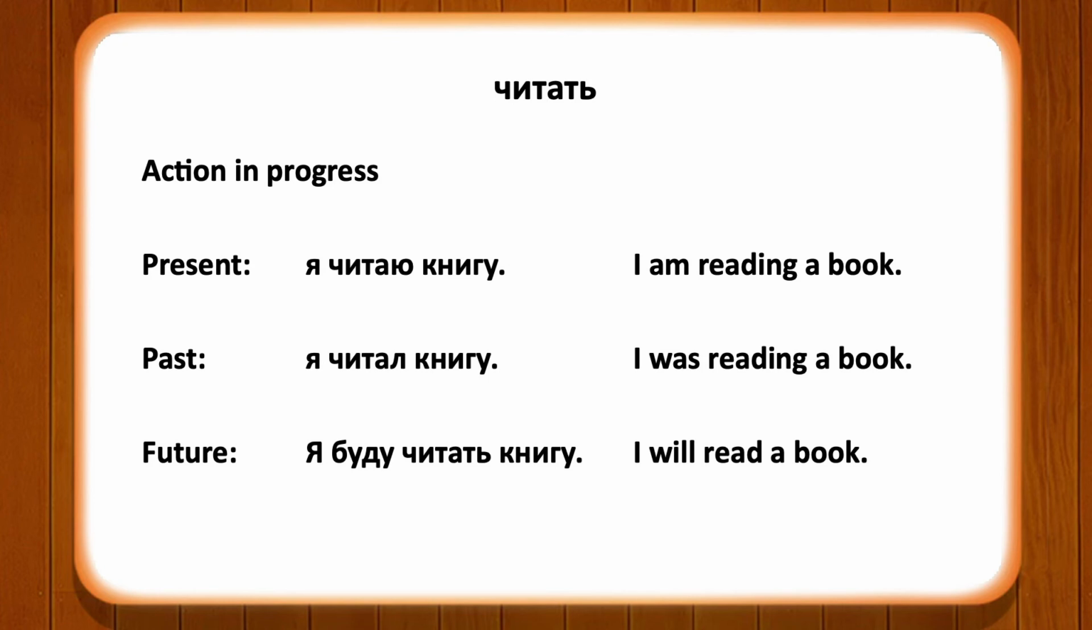So, ya chitayu knigu. Here the imperfective aspect verb is denoting an action that is in progress in present. Ya chital knigu, the past tense form of the imperfective verb, is denoting an action which was in progress in the past. And ya budu chitach knigu, this will denote an action that will go on in future. So the imperfective aspect of the verb is used to denote an action in the past, in the present and future.